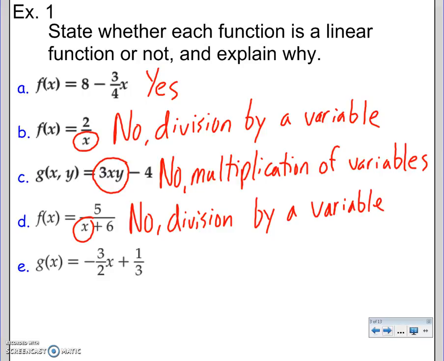And last, this one, it is not breaking rules. This is -3 over 2 times x. That's fine. No dividing by letters, no multiplying by letters, no other exponents. So we're good.